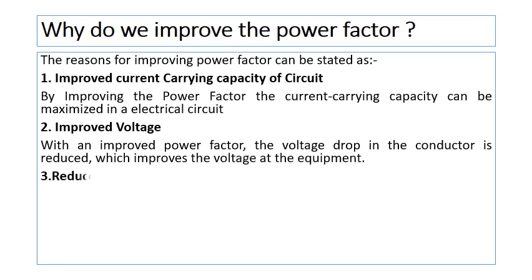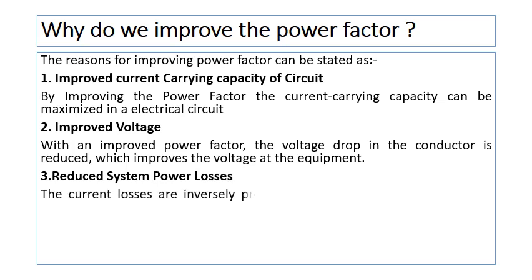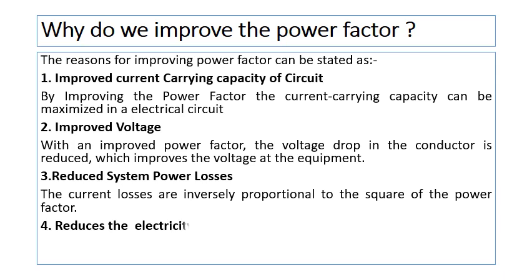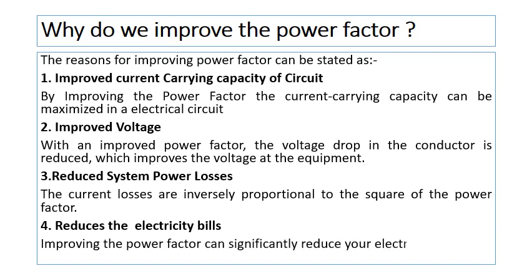Number 3. Reduced system power losses. The current losses are inversely proportional to the square root of power factor. Number 4. Reduced electricity bills. By improving the power factor, the electricity bills can be significantly reduced.